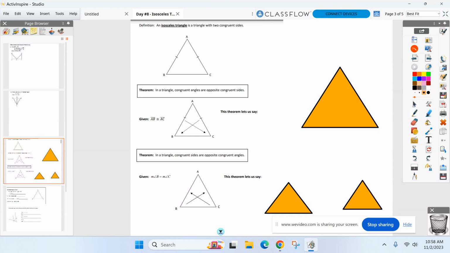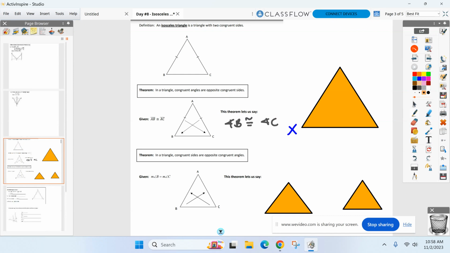So now where are the angles that are equal located? Across, opposite, across from the congruent sides. So I have AB and AC equal. I look across from them and I see angle B and I see angle C. Those are your two congruent angles in an isosceles triangle. They are opposite the sides. Do not get in the habit of just assuming it's the bottom two either.